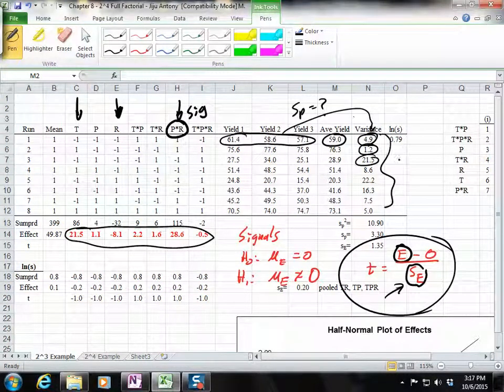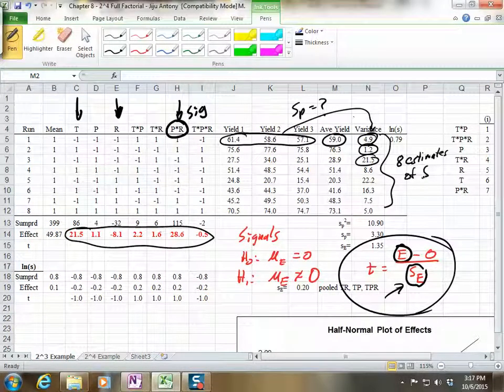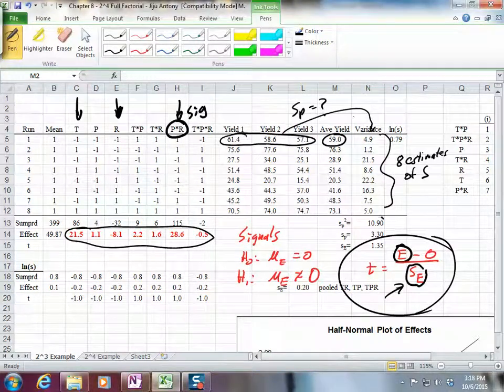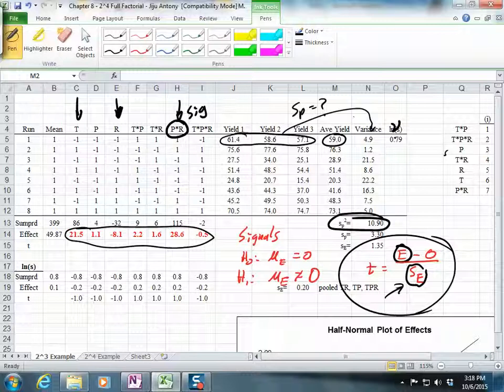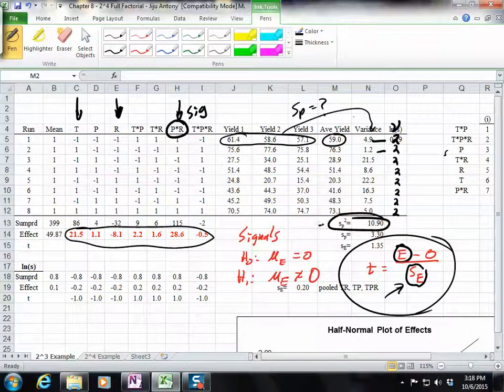And then I have 8 estimates of S, and I'm going to pool them all together to get 1. So I'm going to combine those to get 1 estimate of the variance. What I really need to do is, there are 2 degrees of freedom there, and there, and there, and there, and there, and there. So I take each variance times its degrees of freedom, divided by the total degrees of freedom, and that gives me the variance.